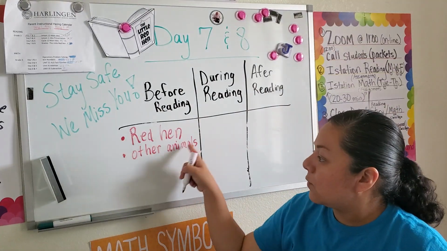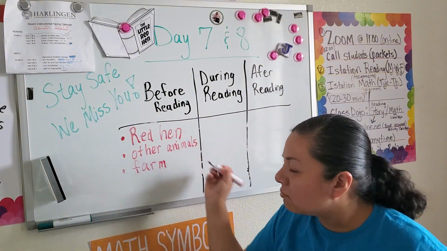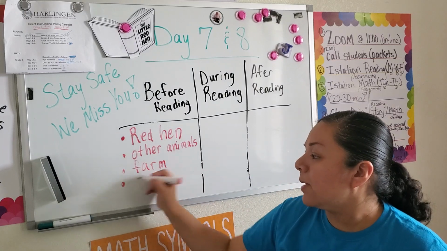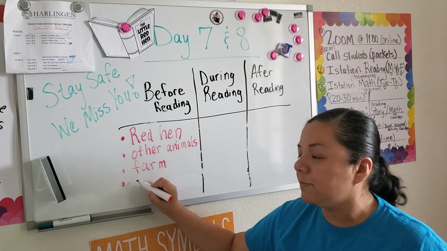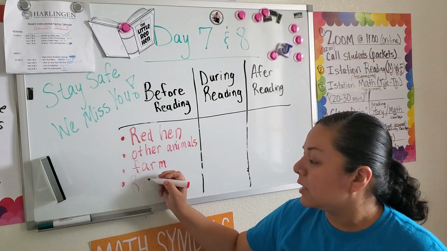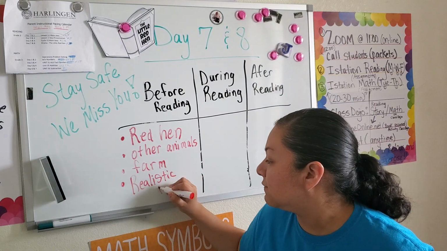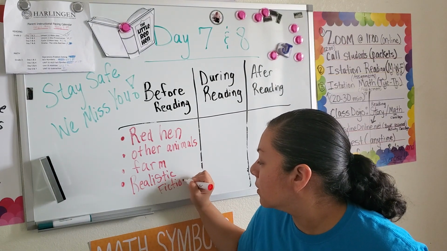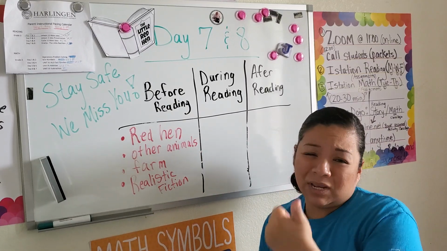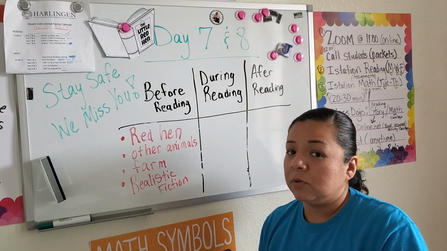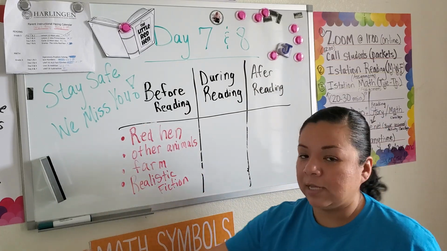Okay, so red hen, other animals. Maybe it might take place in a farm. Okay. I want to say maybe this book is a fiction book, like a made up story, but I think that some parts in there might be real. So I'm going to say it's a realistic fiction. Okay. And if you have more predictions about what you already know or what you think might happen in the story, go ahead and write them down there. I'm just going to stop there because I'm limited on how much space I have there as well.